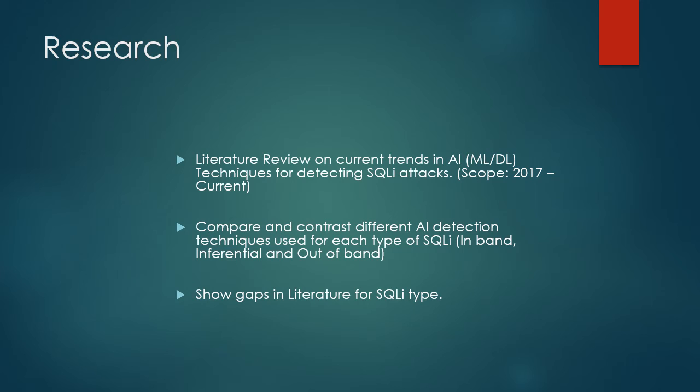The third thing I would like to do is actually show gaps if I can't find a lot of information about a particular type. Maybe for out-of-band, there's not a lot of literature out there which uses machine learning or deep learning techniques. So I would like to point that out in my research paper.